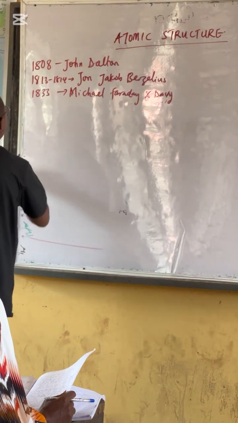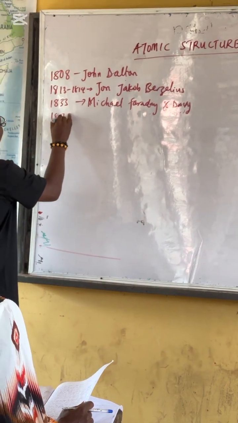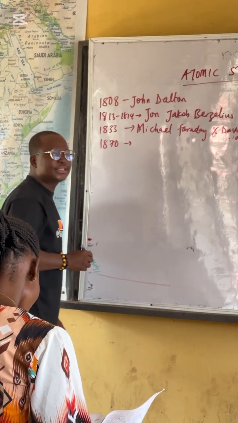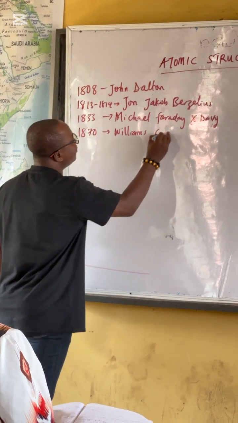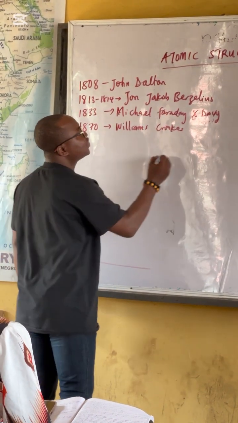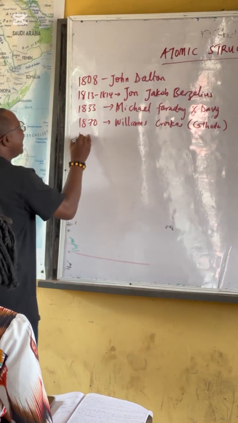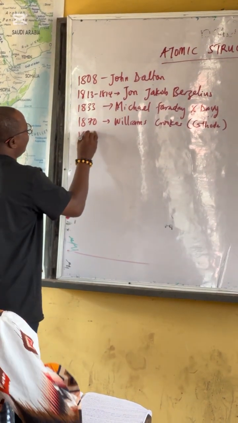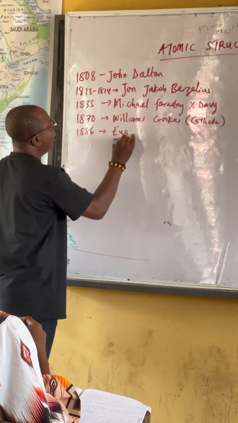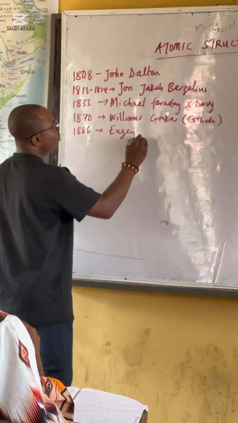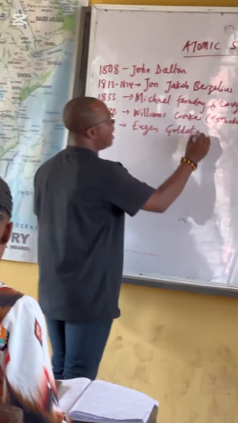However, in the year 1870, a scientist known as William Crookes discovered what we call cathode ray. In the year 1886, a scientist known as Eugene Goldstein discovered the anode ray.